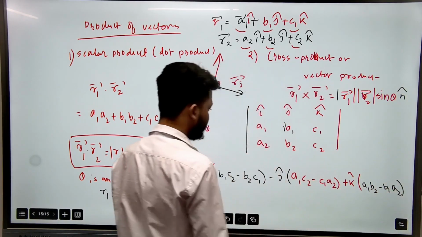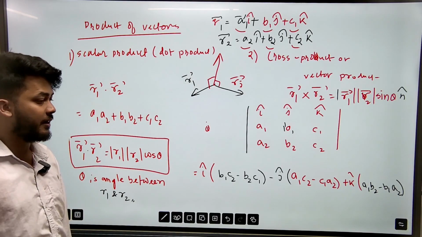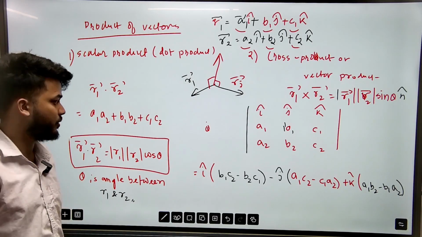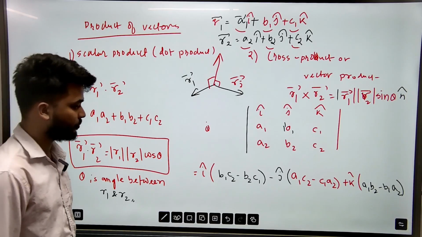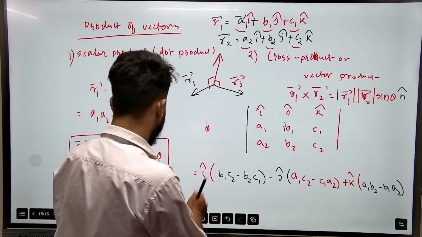Okay. So basically these are the results for the vectors. This is the vector dot product and this one is the vector cross product.